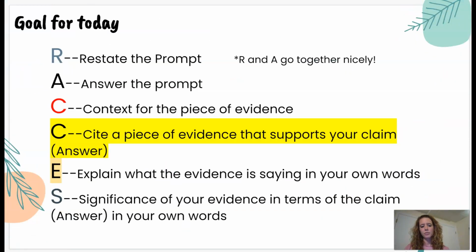Okay? All right, so to recap, we are focused today on finding evidence to support an answer, okay? And then going backwards and backtracking a little bit and adding some context. Who wrote the article? Why is it important? What's the summary of it before we go ahead and offer it as a piece of evidence? Next up will be how to explain the evidence in your own words and what's the significance of it, okay?